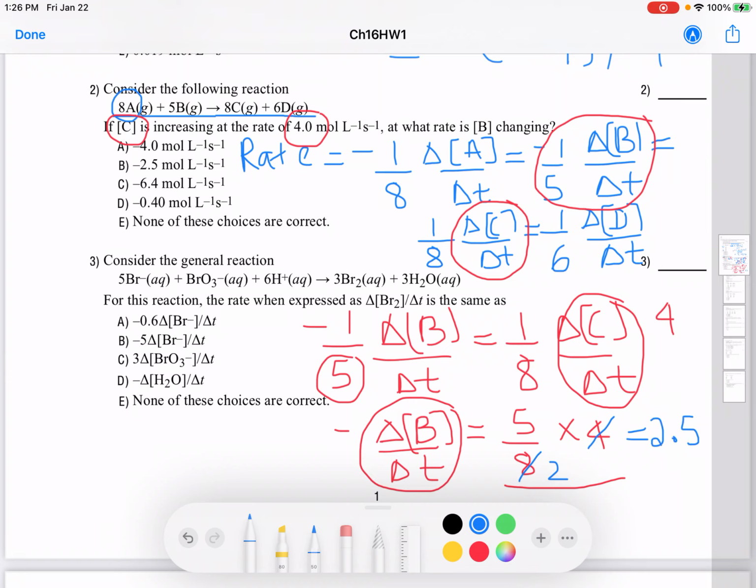2.5, right? So the rate of decrease of B over time is 2.5, and it is also negative because it is a reactant. So the answer would be negative. We are looking at number 2. I was looking for the answer in number 3, but we are still at number 2. So that would be negative 2.5, right? Negative 2.5 moles per liter per second. So that's how you would answer a question like that. And number 3 is also similar to that.